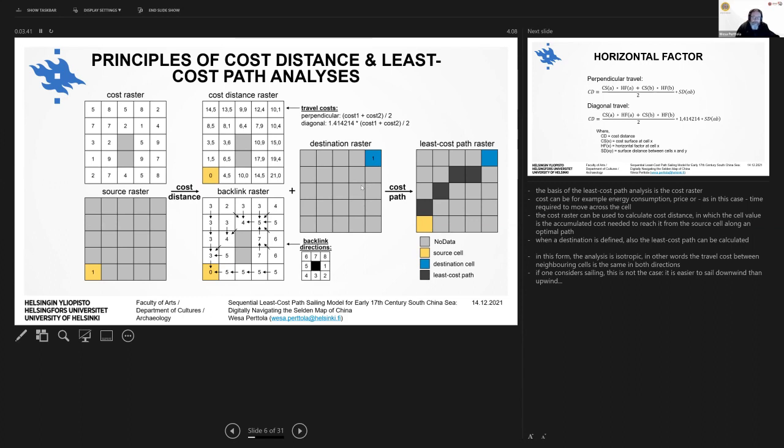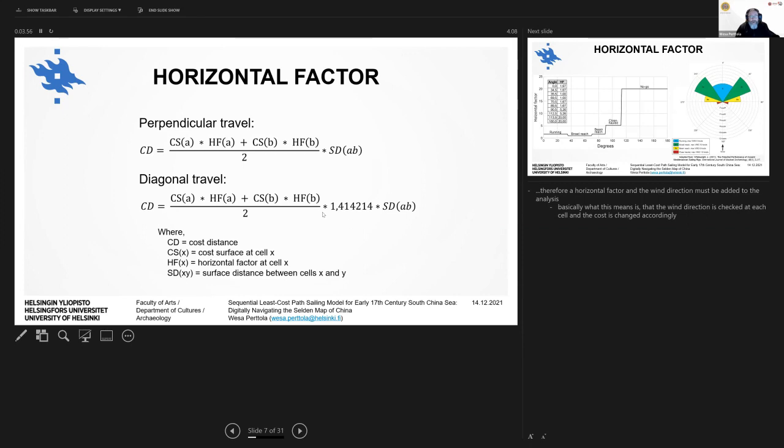In this form, the analysis is isotropic. In other words, the travel costs between the neighboring cells is the same in both directions. If one considers sailing, this is not the case. It is easier to sail downwind than upwind. Therefore, a horizontal factor and the wind direction must be added to the analysis. Basically, what this means is that the wind direction is checked at each cell and the cost is changed accordingly.